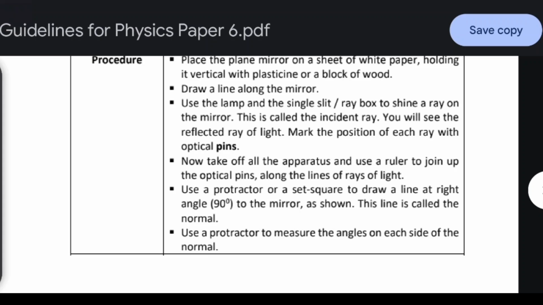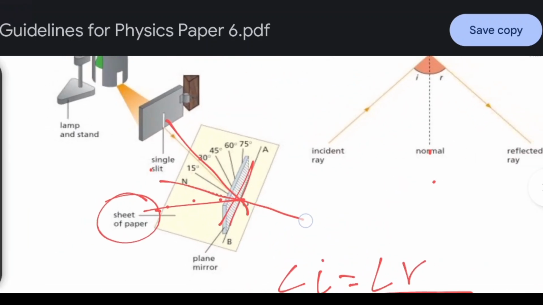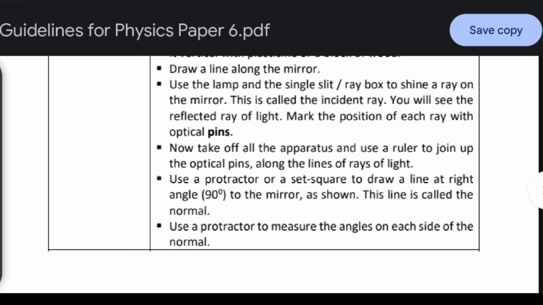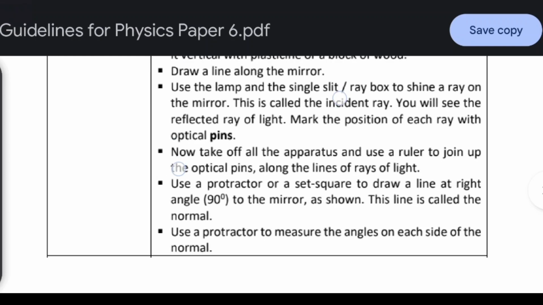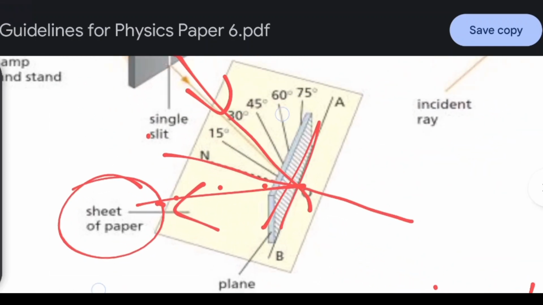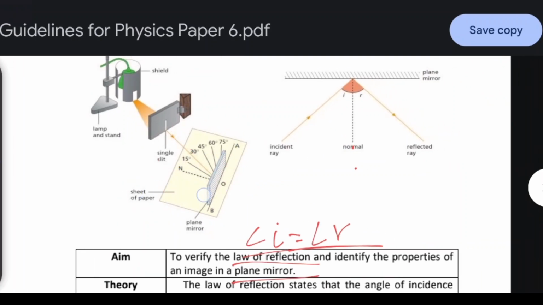Now, use a protractor or set square to draw a line at right angles to the mirror. This is called the normal. The normal is always drawn at a right angle, at 90 degrees to the mirror. Then use the protractor to measure the angle on each side of the normal. This is the ray coming in, and this is the ray reflecting. You keep your protractor like this to the normal and measure the reflected angle, and measuring this one gives the angle of incidence.